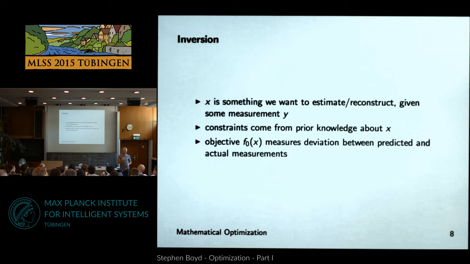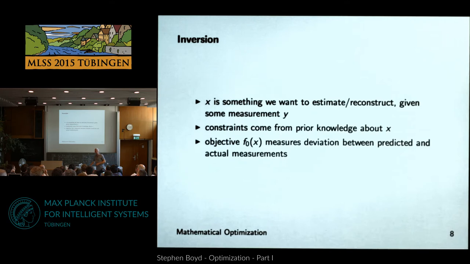But the idea is that x is something you want to measure, you want to estimate or reconstruct, and you're given a measurement of it. The constraints are going to come from prior knowledge about x, right? So it could be that x is sparse, that it's non-negative, these kinds of things, right? And the objective is going to measure something like a deviation between the predicted and actual measurements, and it could have a term, if this is not fixed knowledge, then that's something that could go into the objective, right? That's generally called inversion, right?